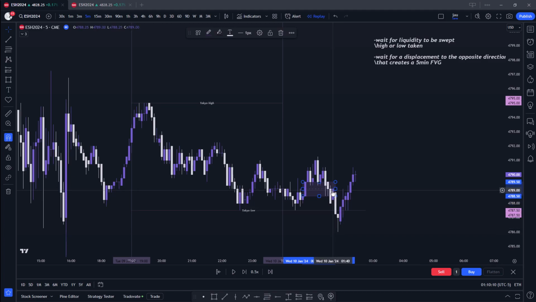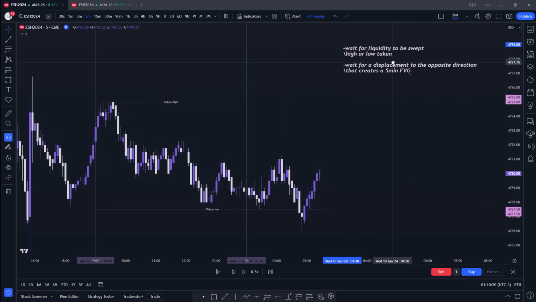That's what makes them an inversion fair value gap. So when it fails, when we close above it or close below it, it becomes an inversion fair value gap. Anyway, going on to what I was saying, I wait for a displacement to the opposite direction. So we swept the sell side, we swept the lows, we are waiting for a push to the upside that creates a BC, a buy side imbalance, a bullish fair value gap, whatever you want to call it.